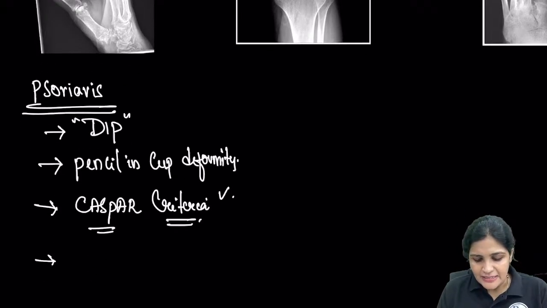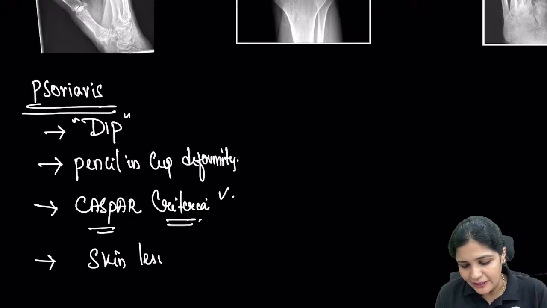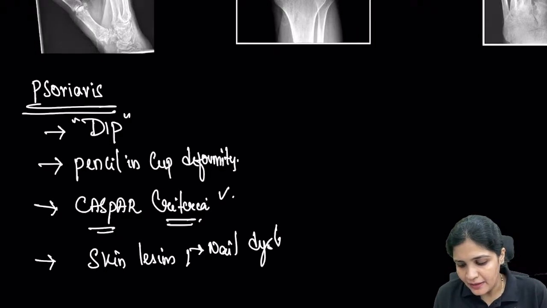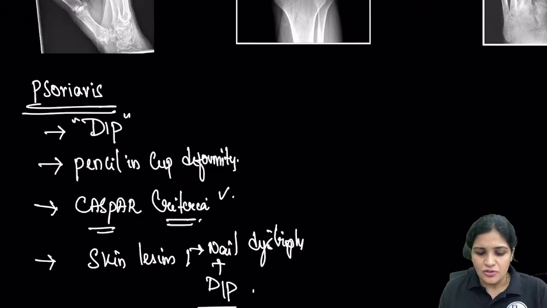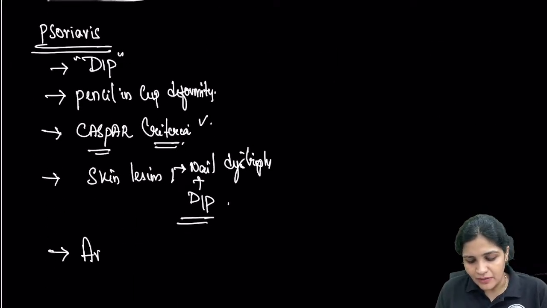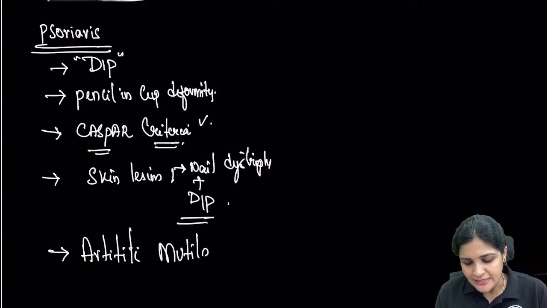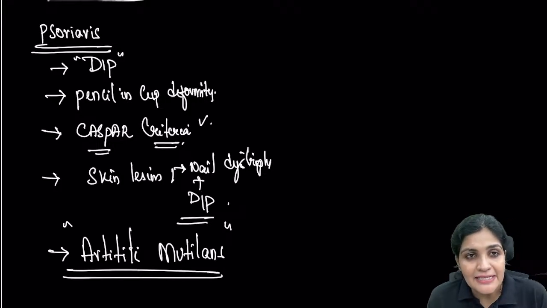And what is actually psoriasis? It is again an inflammatory disorder, right? Autoimmune, which will end up with the skin lesions, and whenever they involve the nails, nail dystrophy is usually seen, and these nails are associated with your distal interphalangeal joint. So that is your psoriatic arthritis. And this is also sometimes very, very debilitating, which is also called arthritis mutilans. That means there will be complete destruction of the joints. So that is called arthritis mutilans. Okay?